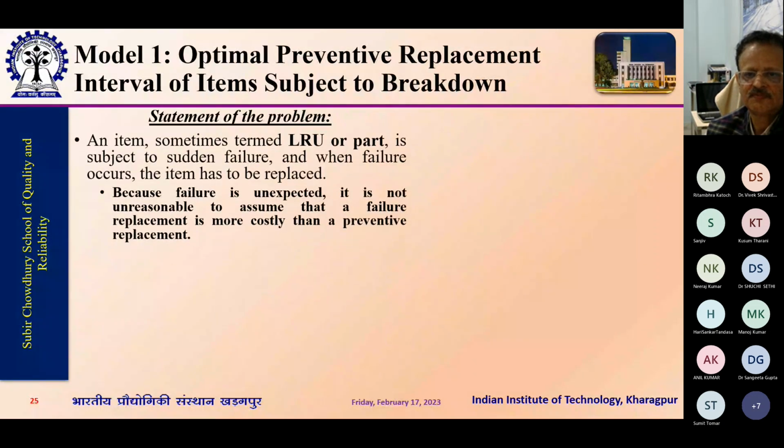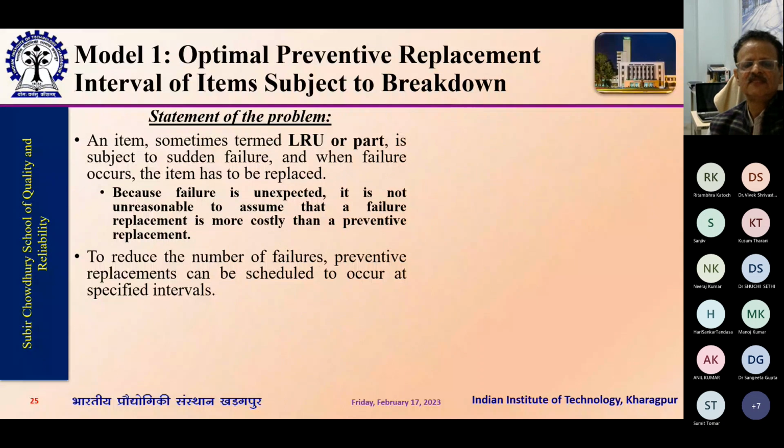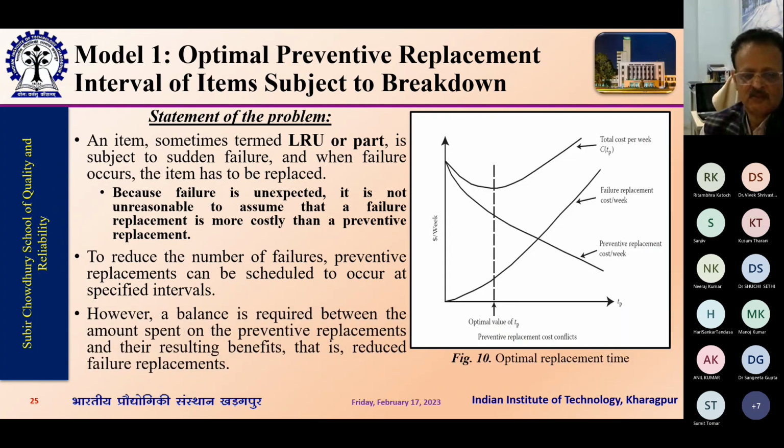So coming to the problem, an item, sometimes termed as LRU or part, is subject to certain failure, and thus when failure occurs, the item has to be replaced. Because failure is unexpected, it is not unreasonable to assume that a failure replacement is more costly than a preventive replacement. So assumption F appears to be true in this case. Now, to reduce the number of failures, preventive replacement occurs at a specified interval, but balance is needed. Again, you see the two curves.